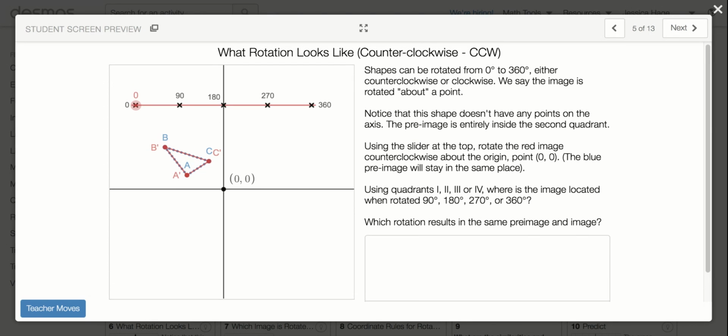All right, so now we have an exploration here. So you can pause this video and play around with the slider tool. So we have counterclockwise. This is by default which way we would rotate. If it doesn't tell you which way to go, you would go counterclockwise. So shapes can be rotated 0 all the way to 360.